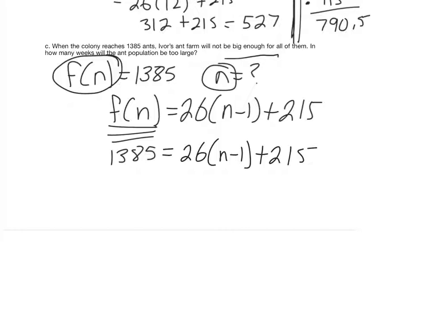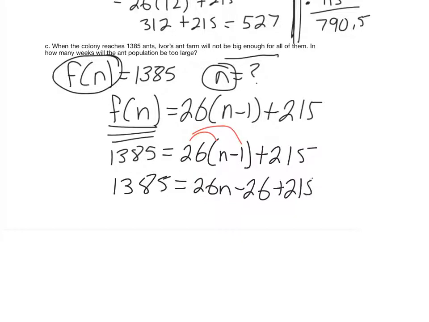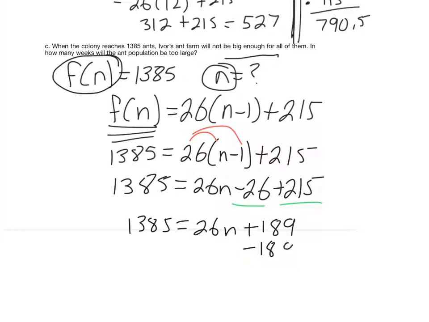Okay, how do we solve it? We first use the distributive property right over here. So that would be 26n minus 26 plus 215. So if we combine like terms, we would have 1,385 equals 26n plus 189. Okay, now what would we do first? We would get rid of that 189 first by subtracting 189 from both sides.